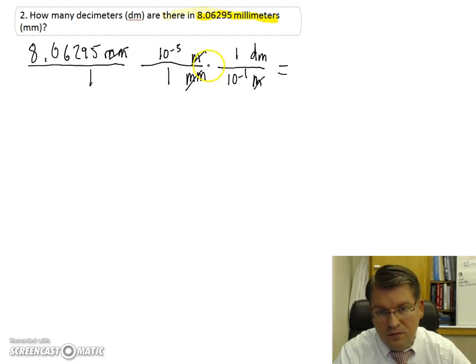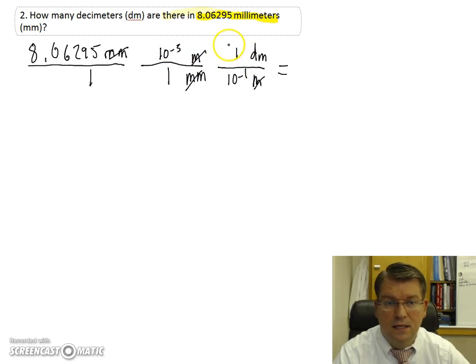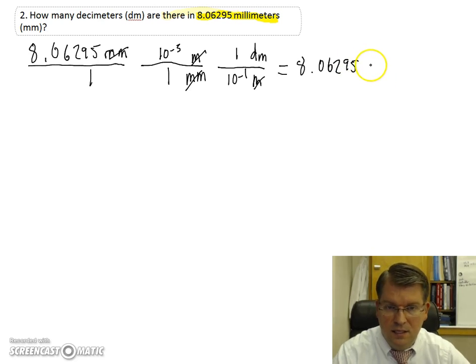Now we're ready to figure out what the final answer is. I've got 10 to the negative 3 over 10 to the negative 1, that's 10 to the negative 2, and we'll just multiply it by our starting quantity. So 8.06295 times 10 to the negative 2 decimeters.